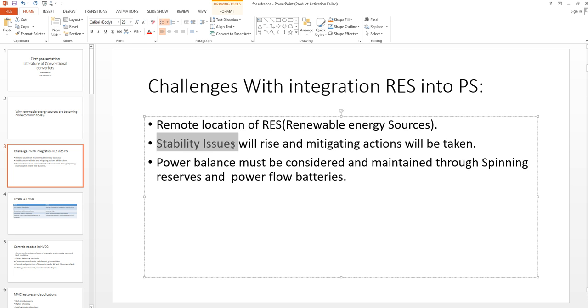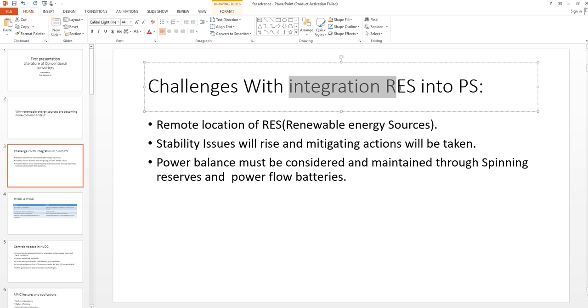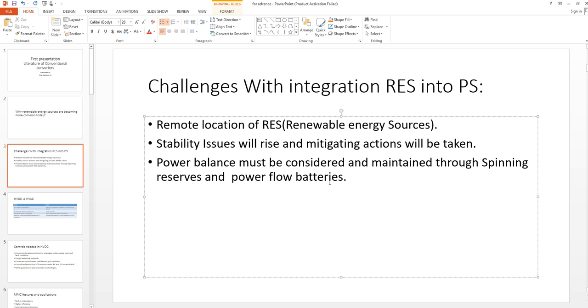Stability issues will rise, and mitigating action must be taken while integrating renewable energy sources into the power system. And power balance must be considered and maintained through spinning reserves. Spinning reserves are those units in a power plant that are running but not connected with the power system. And using power flow batteries, we have to maintain the power balance.